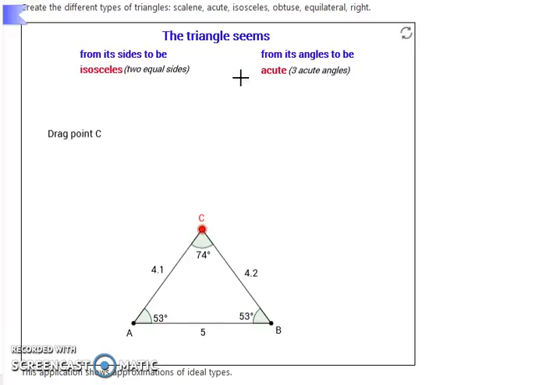So right here we have an isosceles acute triangle. Do you remember what an isosceles triangle is? Two of its sides are the same, while another one is different. It's also an acute triangle. So all three of its angles are different. We have 75 degrees, 53 degrees, and 52 degrees.